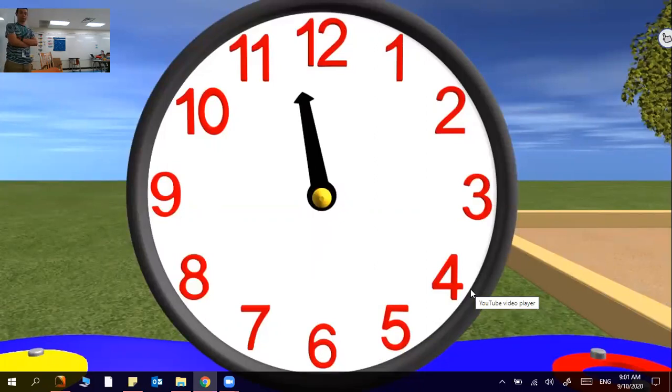11 o'clock or 12 o'clock? It is still 11 o'clock. It will not be 12 o'clock until the hour hand points right at the 12. Good job, guys.